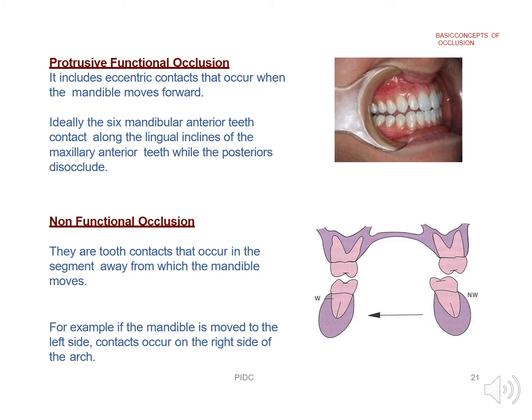For the non-functional occlusion, there is tooth contact that occurs in the segment away from which the mandible moves. For example, if the mandible is moved to the left side, contact occurs on the right side of the arch.